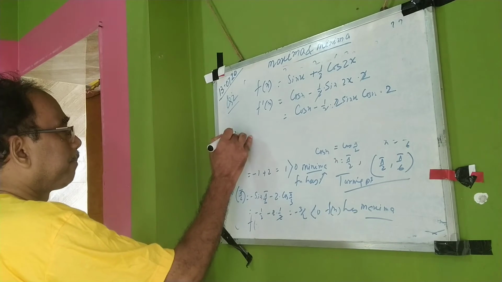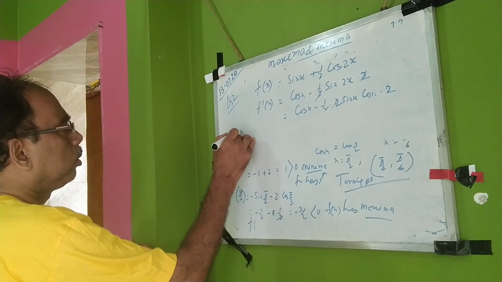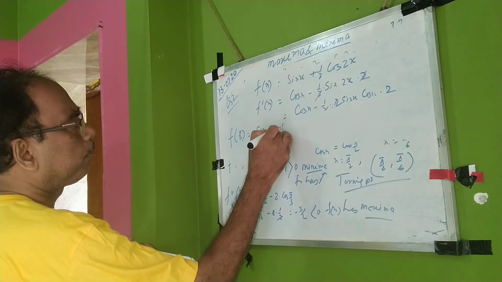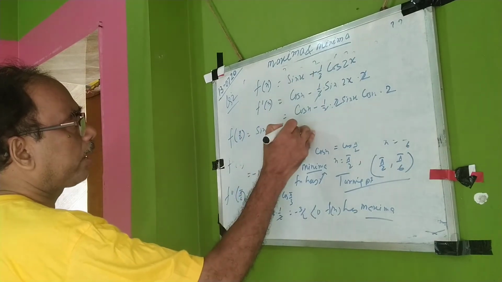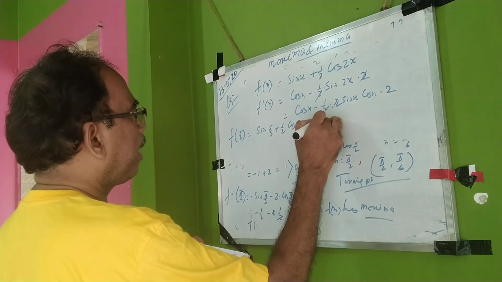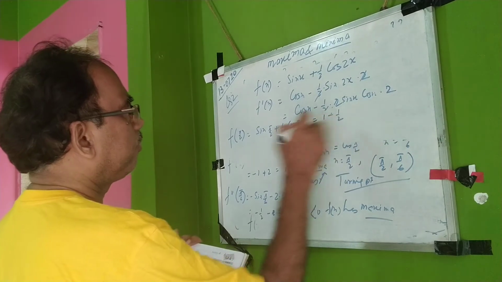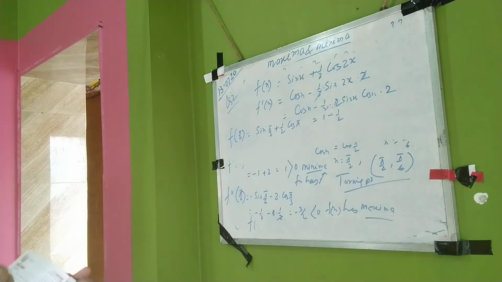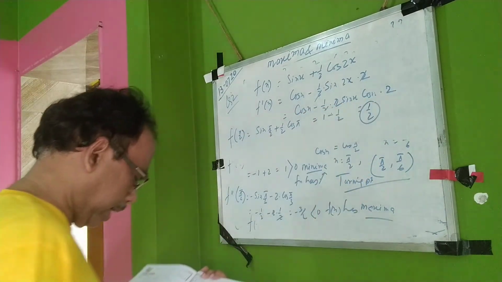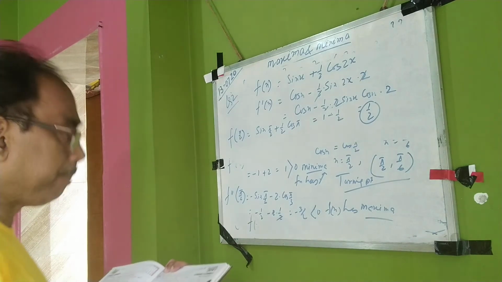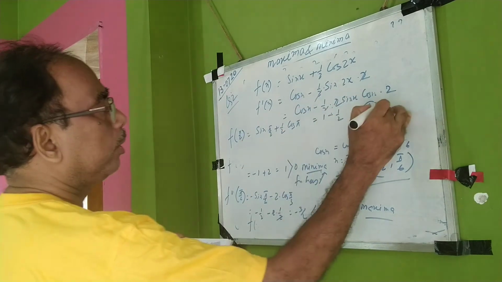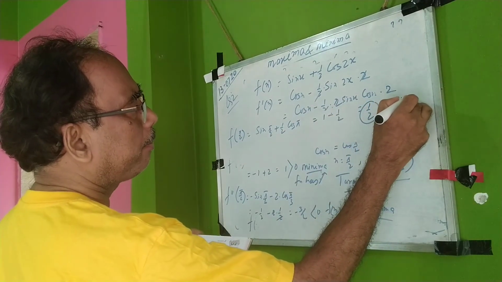Now it was fx. F pi by 2 equals to sin pi by 2 plus half into cos 2 into pi by 2, that means cos pi. That is sin 90 is 1, minus half. Half into minus 1, cos pi is minus 1. That is half. Half is the minimum value. For pi by 2 it has the minimum value.